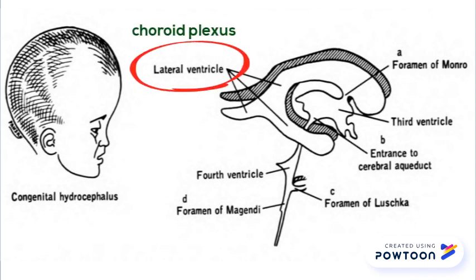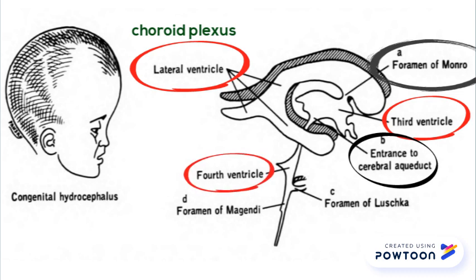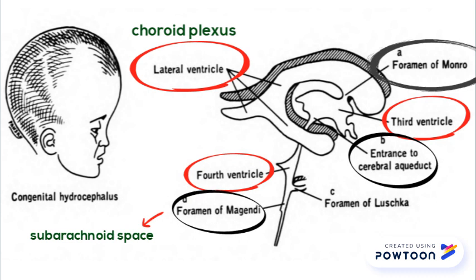From the lateral ventricle it flows to the third ventricle with the help of foramen of Monro. Through the third ventricle it flows into the fourth ventricle with the help of the cerebral aqueduct, which is also called the aqueduct of Sylvius. Through the fourth ventricle it goes into the subarachnoid space with the help of foramen of Magendie and foramen of Luschka. In the subarachnoid space, it gets absorbed in the blood with the help of arachnoid granulations.